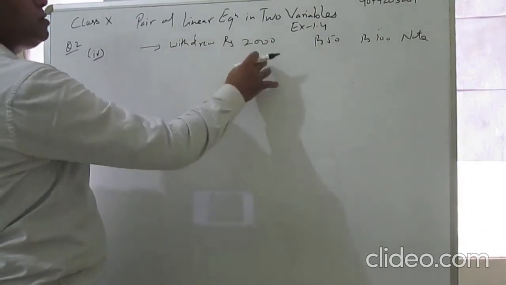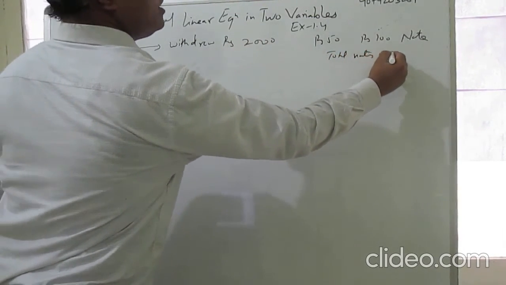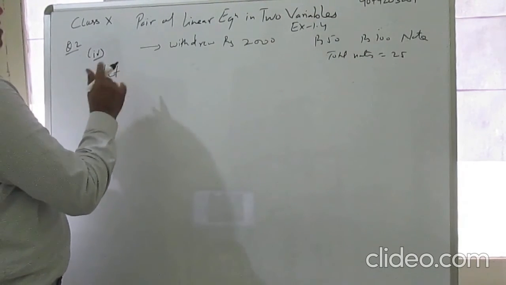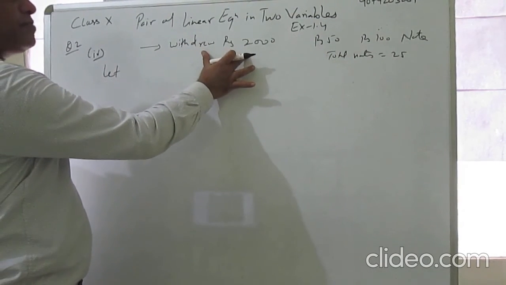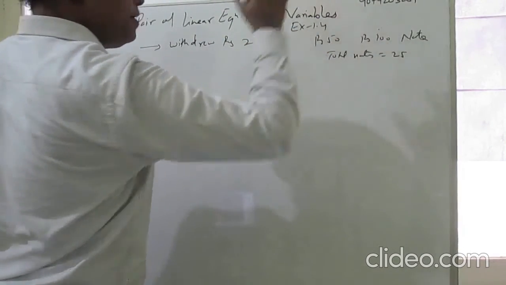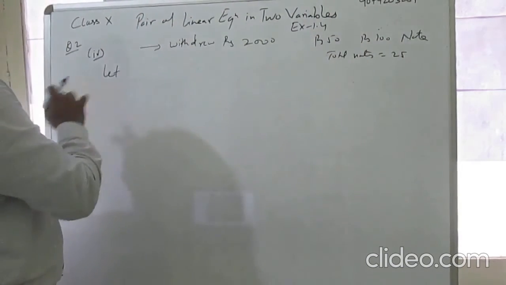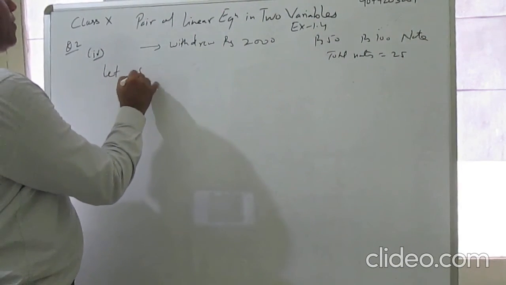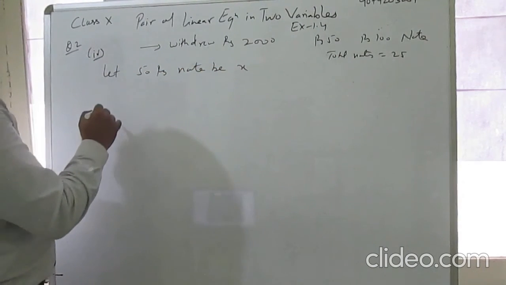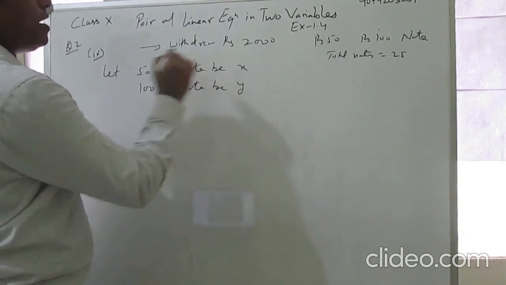Total notes. Total कितने notes थे? Total notes is 25. Now we will frame the equation. Let Meena went to a bank, withdraw rupees 2000. She wants notes of 50 and 100 only, and the sum of these 50 and 100 notes is 25. Now frame the equation. Let 50 rupees note be x, 100 rupees note be y.